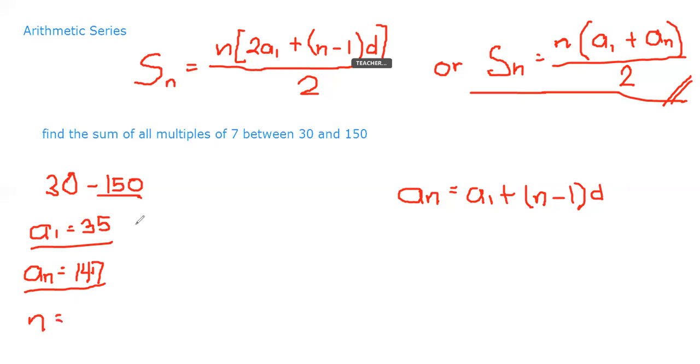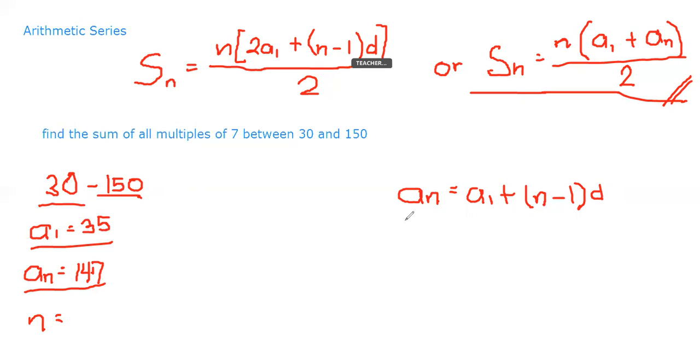Diba? So, meron tayong first term kasi mula kay 30 hanggang 150, ang kauna-unahang divisible by 7 na multiple of 7 natin is 35. Then, 147 na yung last na multiple of 7 natin bago kay 150, kasi ang sunod dito is 154, lampas na siya kay 150. Ilang terms lahat yon? Hindi natin alam, diba? So, para malaman natin kung ilang terms meron doon, gagamitin natin si arithmetic sequence na formula.